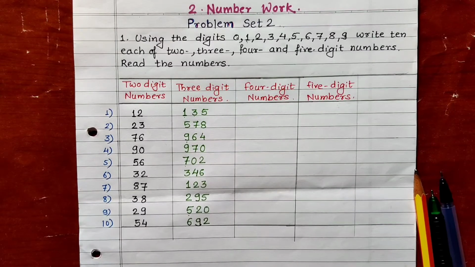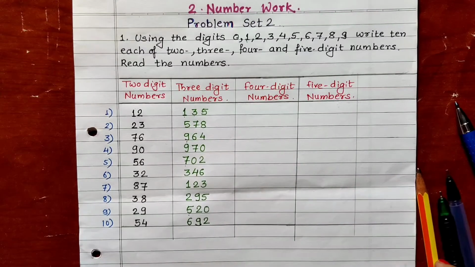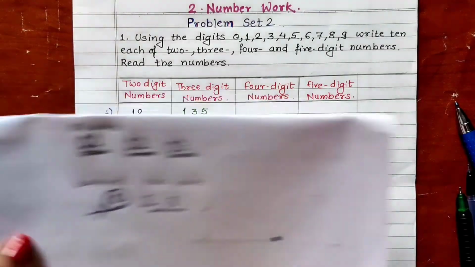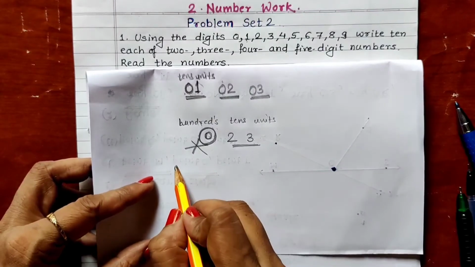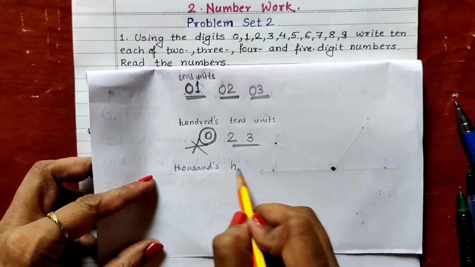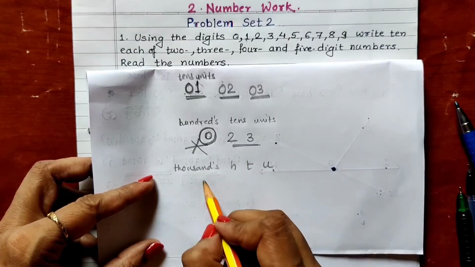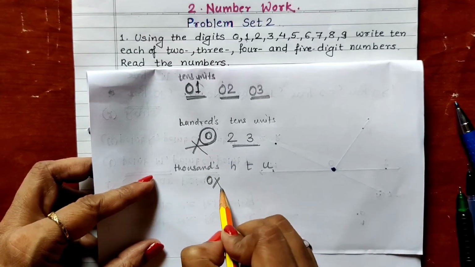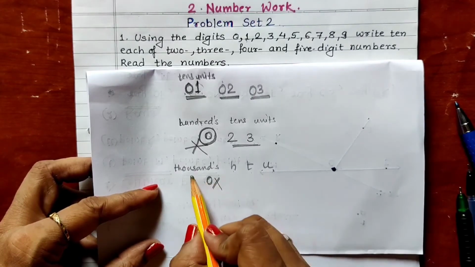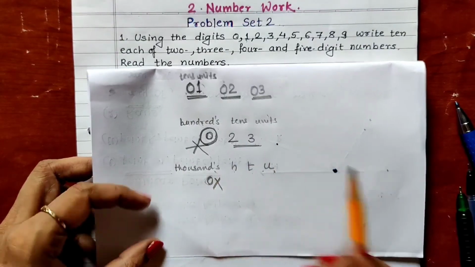Now in 4-digit numbers. In 4-digit numbers again you should see that the 0 should not be written at the thousands place. As it is 4 digits, there will be thousands place, hundreds place, tens place and units place. So at thousands place 0 should not be there. You can write 0 at hundreds place, tens place and units place, but while writing a 4-digit number, 0 should not be kept at thousands place.